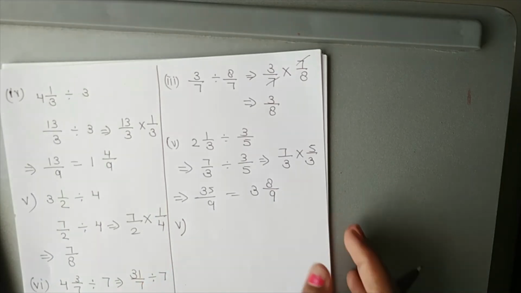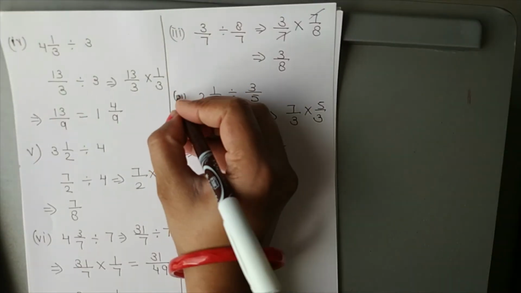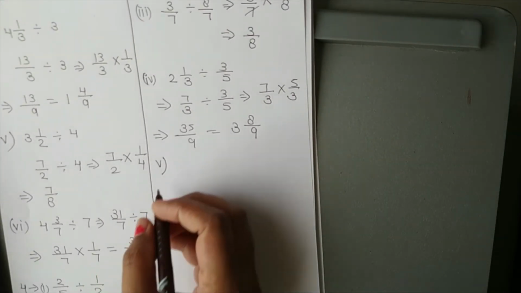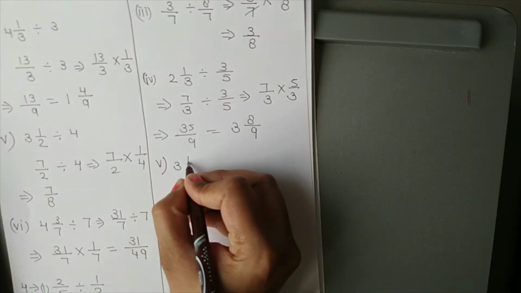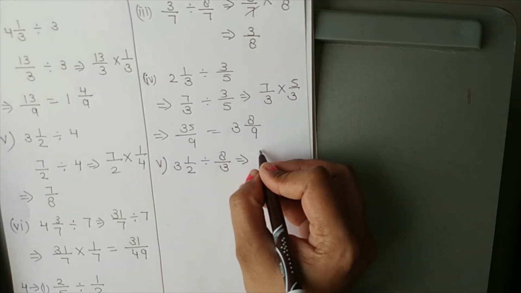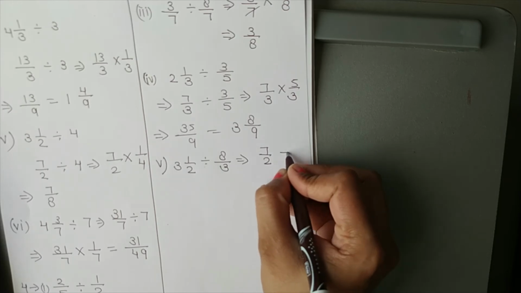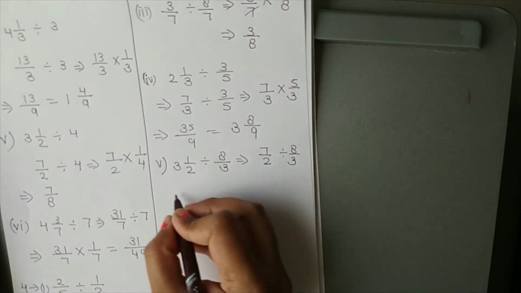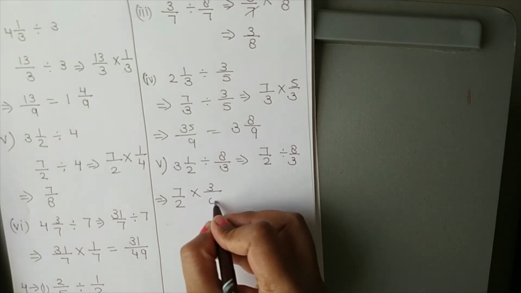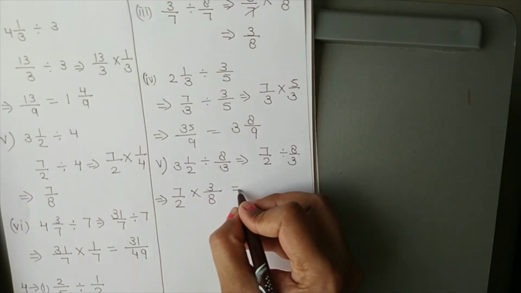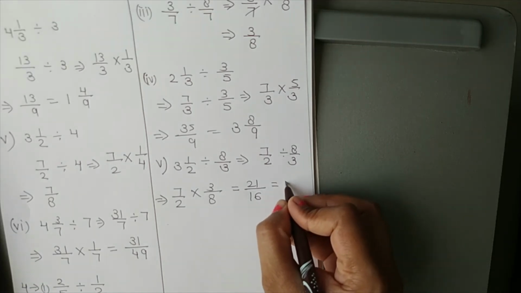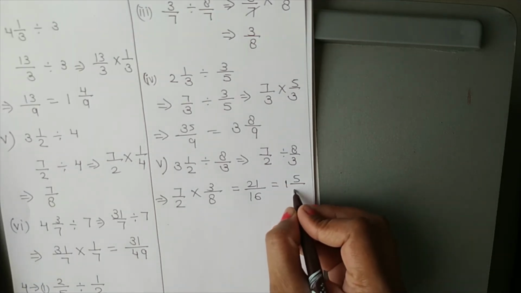Fifth one, sorry, this is the fourth, this is the fifth. So fifth one is 3 1 by 2 divided by 8 upon 3. So it can be written as 7 upon 2 divided by 8 upon 3. So 7 upon 2, then 3 upon 8. Okay, so 7 3s are 21 upon 16. Okay, then converted into mixed fraction, 1 5 upon 16.